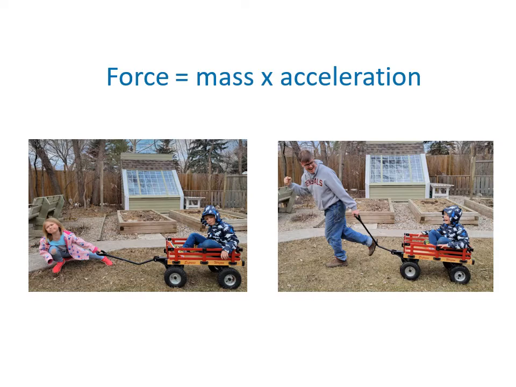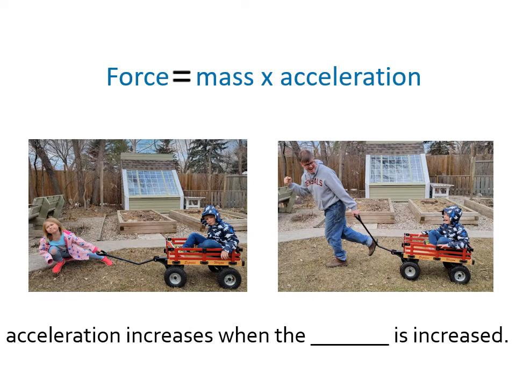Well, we got that equal sign in there, which means the left side always has to equal the right side. And when I started pulling the cart, the force increased. And if the left side of the equation gets bigger, that means the right side of the equation also has to get bigger. And since the mass didn't change because it's still Porter in the wagon, that means the acceleration had to increase so that the left side would still equal the right side. So acceleration increases when the force is increased.